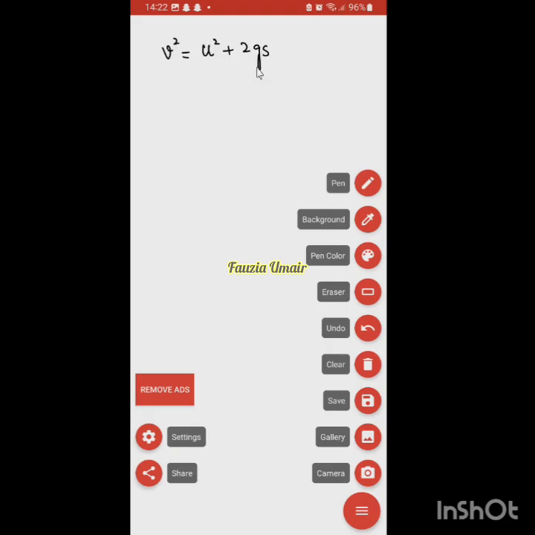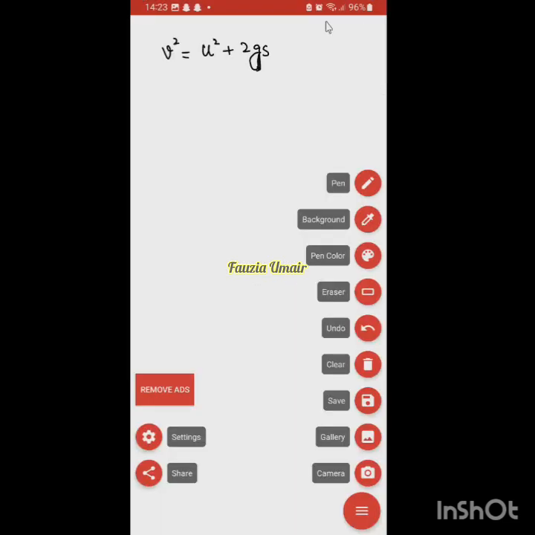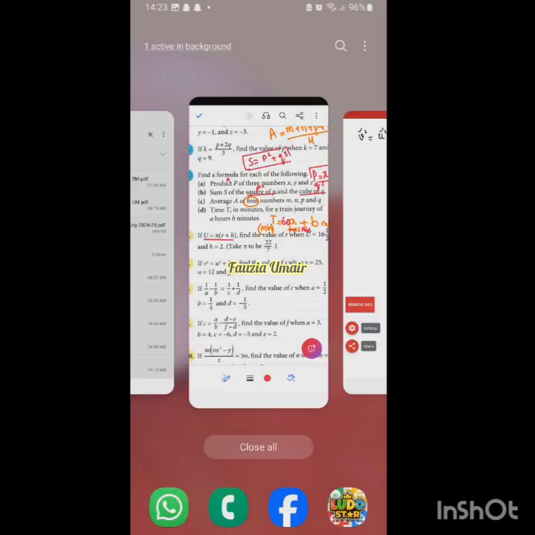Then how many variables are there in this question? Ma'am, 3. Which 3? V, U, G. What about S? S also, no? So how many variables are there? There are total 4 variables. So it means that if we need to find out s, हमने s find करना है, so we need to know the value of g, u and v. Okay, so it's given in the question.